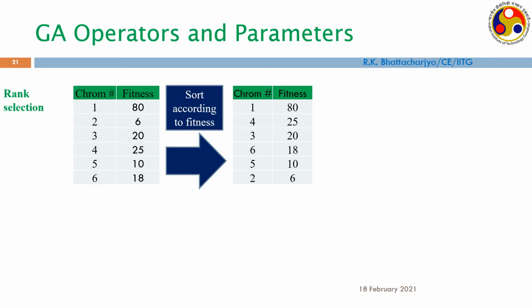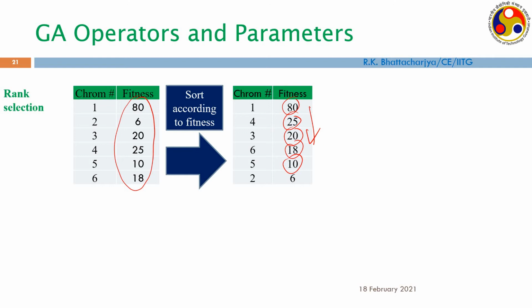So in rank selection, I am taking the same example problem. The fitness value of the first solution is 80, then the second is 6, like that. Then I am arranging it in descending order, the highest value at the top, then the second highest, something like that. So I am arranging the population in decreasing order.